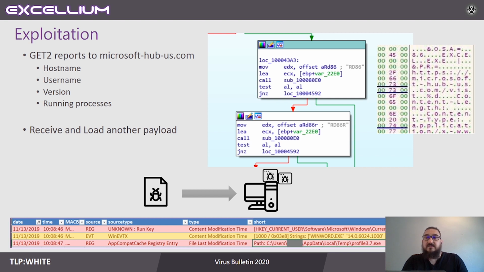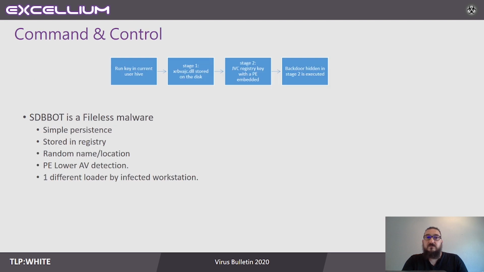But soon after that, it installed another executable, which is SDB bot. In our case, SDB bot is the backdoor used by the group. SDB bot is a fileless malware. It means you have a small part, an executable, on the disk, but in this executable there is nothing interesting. Everything is stored in the registry. The registry location, as we will see, uses a random name in a random location. The small PE on the disk only launches it, so it basically does nothing interesting, and it lowers AV detection. We'll see that every loader is different per workstation, so it's quite complicated from an incident response point of view.